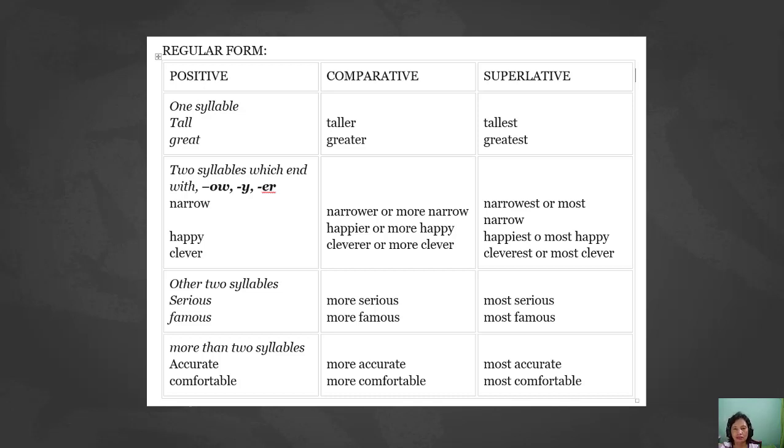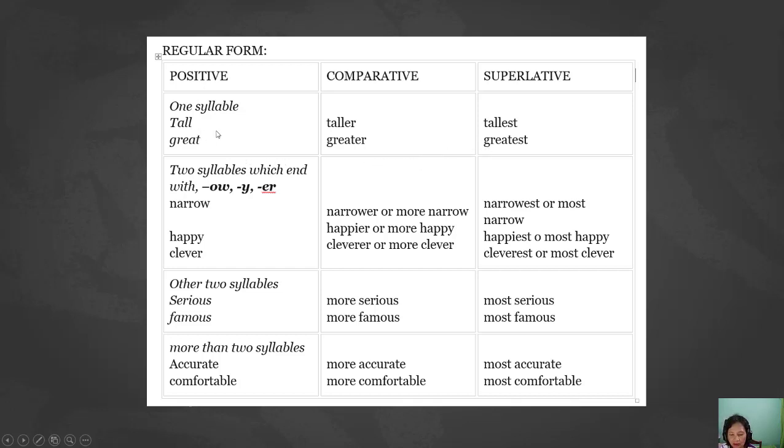Okay, let's see the positive. We have one syllable, two syllables, which end with OW, Y, and ER, other two syllables, and more than two syllables. How to change from positive into comparative? We have this, tall. If it is one syllable, you just add ER here, taller, and EST for superlative. Great becomes greater and greatest.